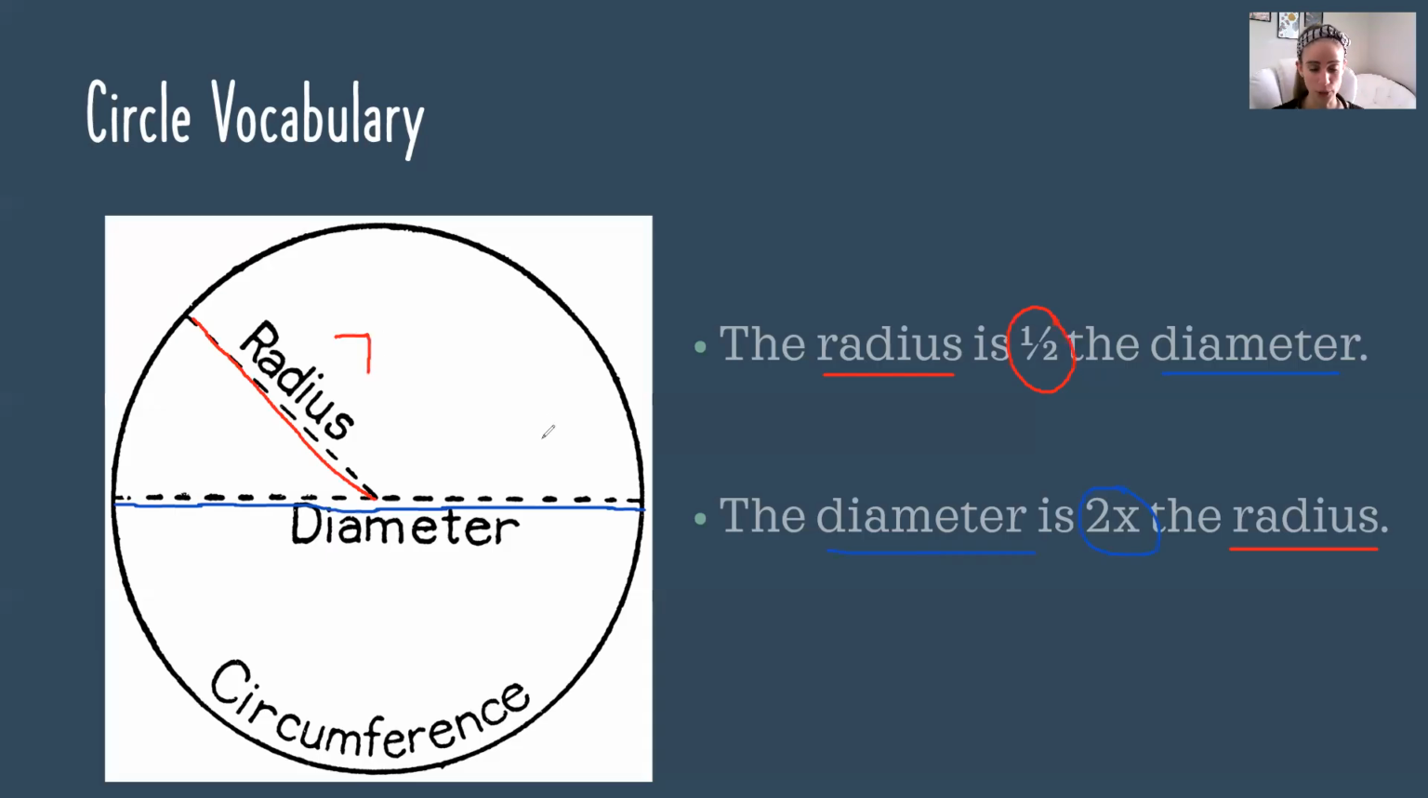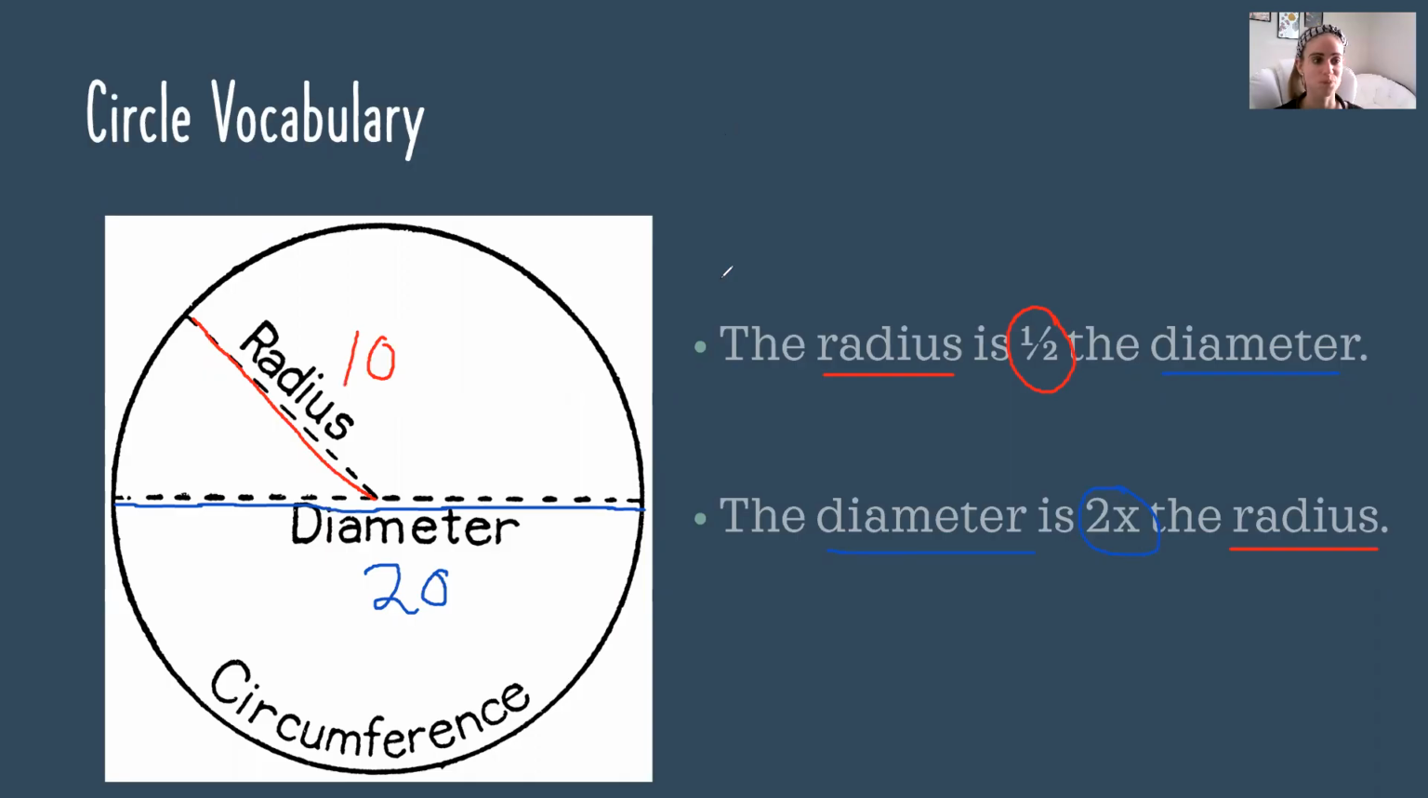For example, let's say the radius of this circle is 7. Well, the diameter is 2 times the radius. So 2 times 7 is 14. Let's mix it up here. Let's say our diameter instead is 20. Well, the radius is half of the diameter. So half of 20, otherwise known as 20 divided by 2, is 10.